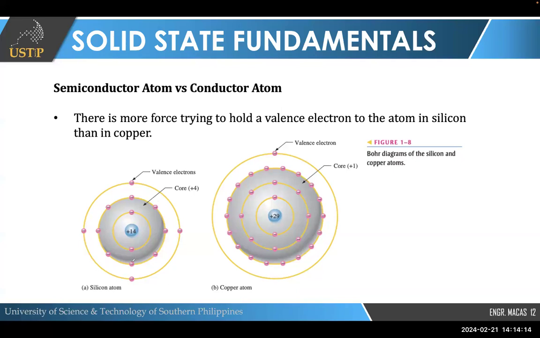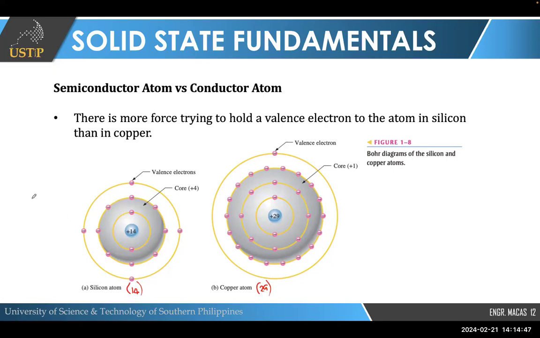Take a look at this silicon atom on the left and this copper atom on the right. Take note that your silicon atom has atomic number 14, meaning 14 protons or 14 electrons. Your copper atom has 29, meaning 29 protons and 29 electrons. So, in your silicon atom, we already got its number of shells before.